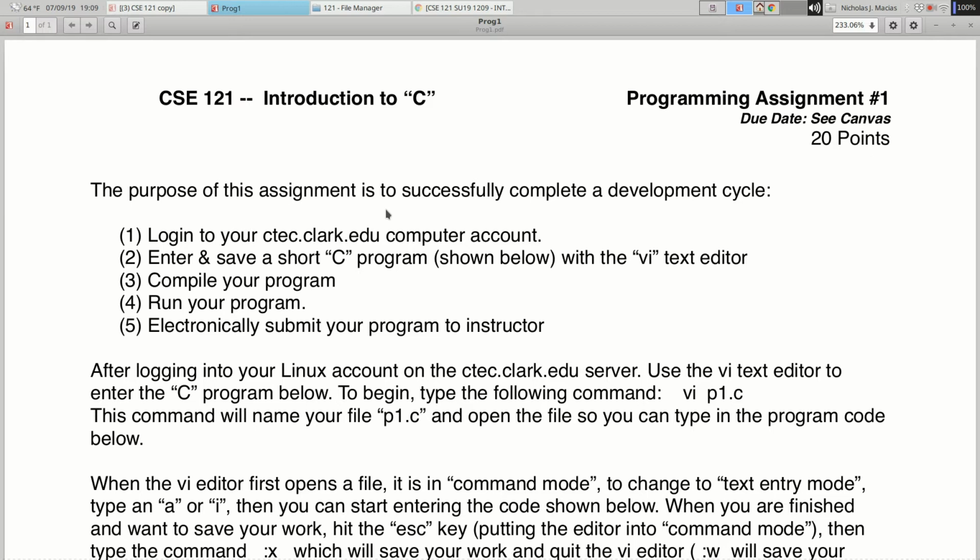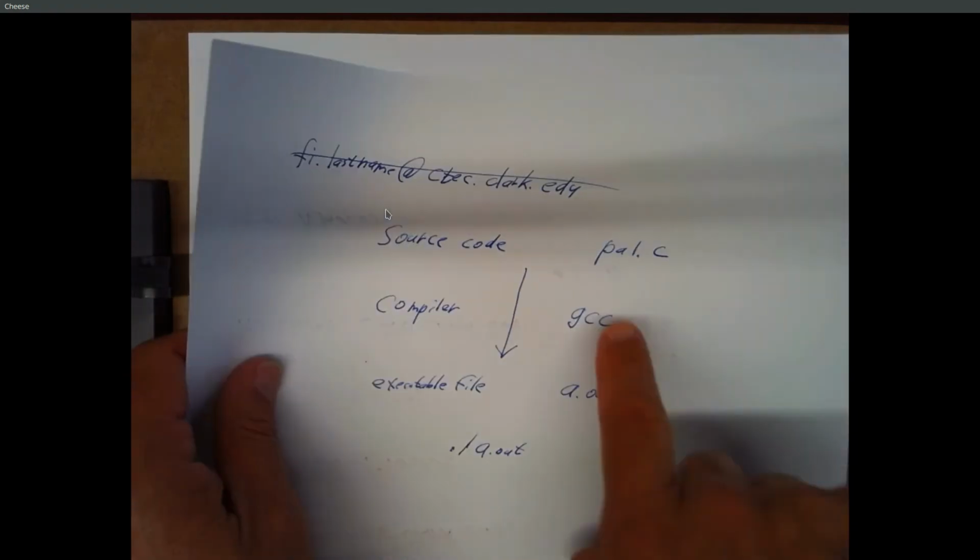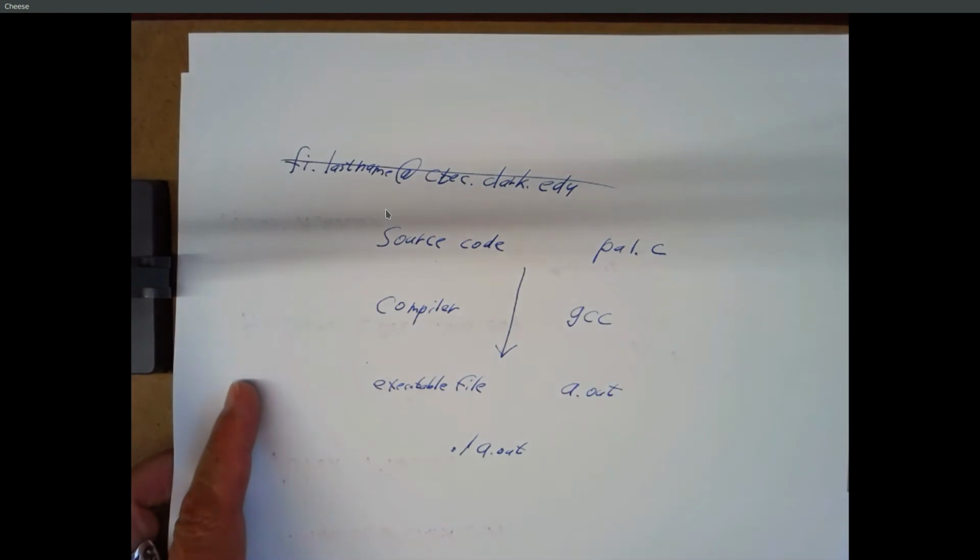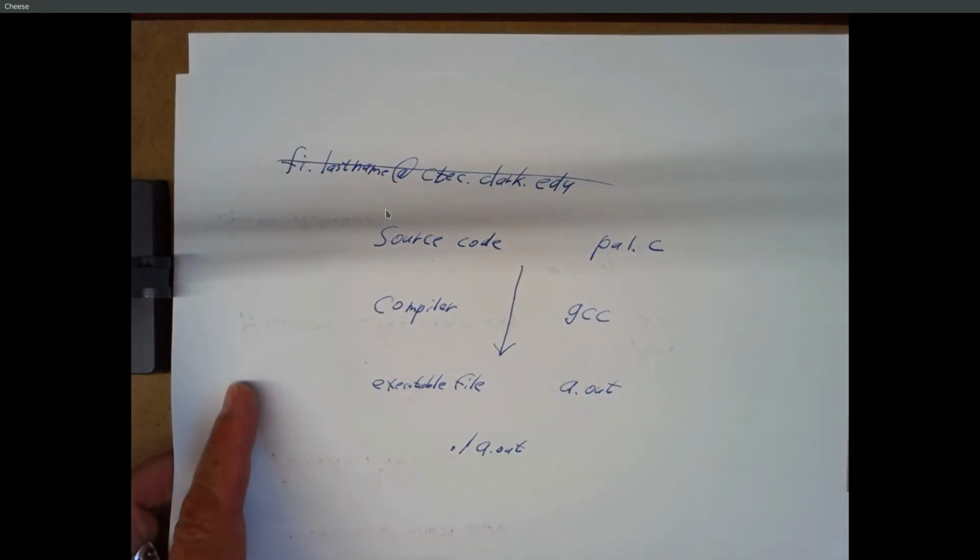So the main process is, 1, getting connected to the CTEC server, which some of you did successfully, and then the server had some issues. So that'll be the first thing. And then creating this source code, PA1.c or whatever you call it, creating this file that contains our source code. We're going to talk about that presently.